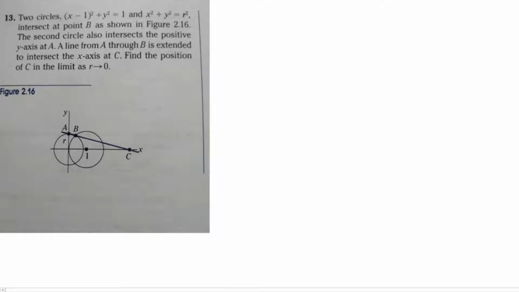So we want to find the position of C in the limit as r approaches 0. So what that requires is to find out first what this line is.